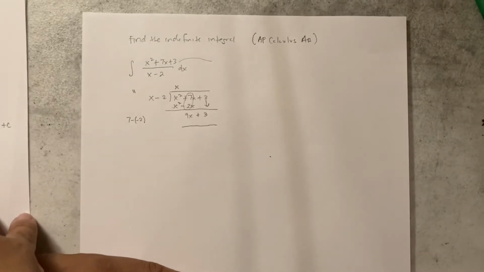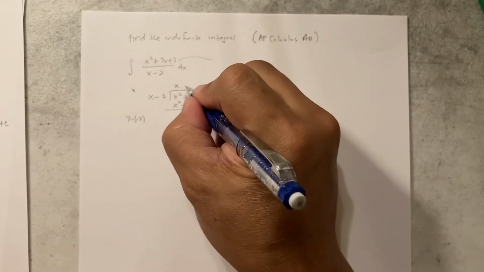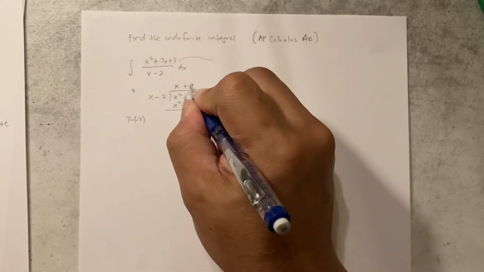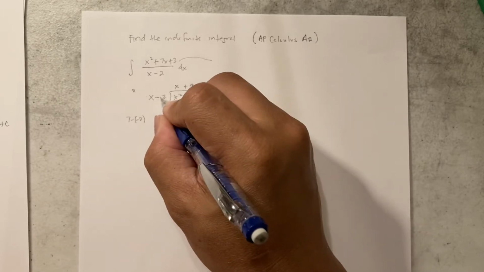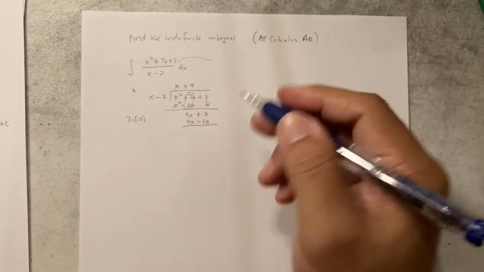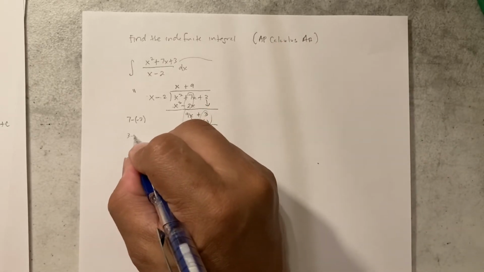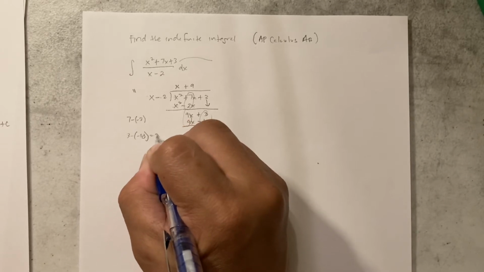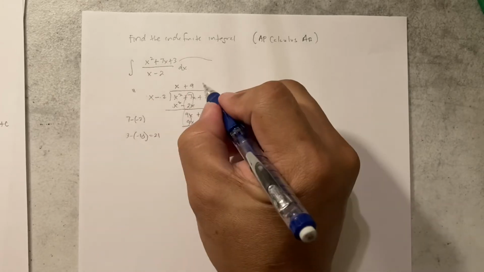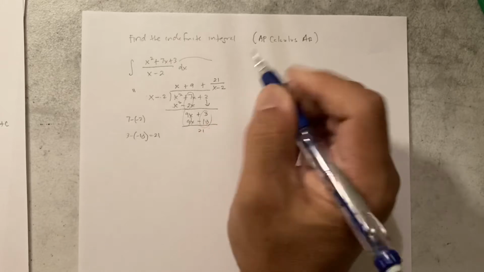Once we get that, ask yourself, x times what gives you 9x? Well, 9. So plus 9 here. And 9 times negative 2 gives you negative 18. 9x minus 9x is 0. 3 minus negative 18 equals 21. So you need it in this form, so we're going to rewrite it as x plus 9 plus 21 over x minus 2.